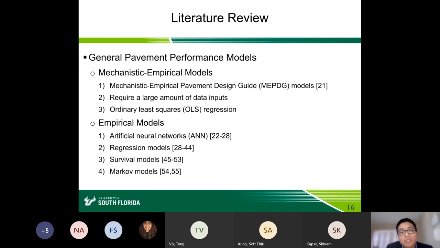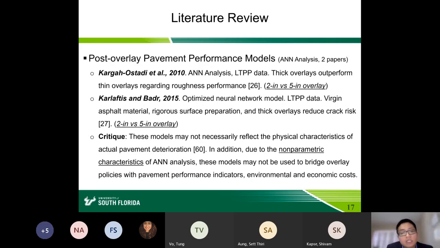The general pavement performance model can be classified into these two groups, mechanistic empirical model and empirical model. Based on the statistical methods that they used in empirical model, they can be classified into four groups, like artificial neural networks, regression models, survival models, and Markov models. Our focus is post-overlay pavement performance model. So the previous studies were reviewed in much detail.